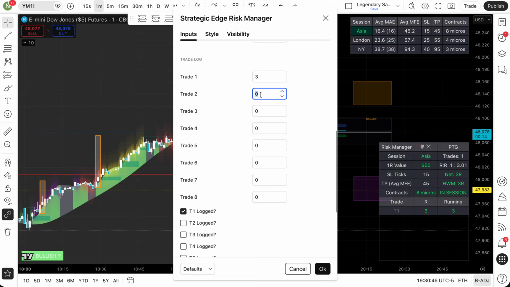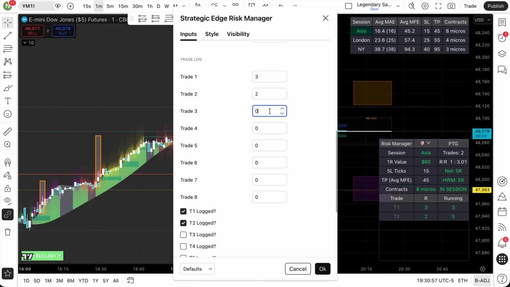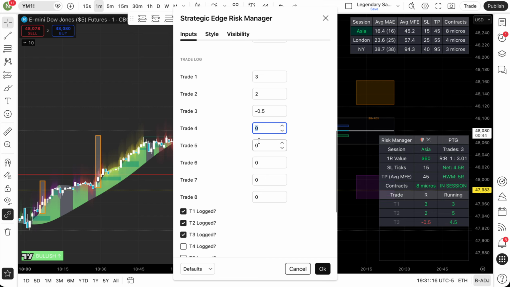Well, then guess what? My next trade is a 2R winner. Let's say I was still targeting three, but I trailed out for two. And then let's say it happens where my next one is a small loser. We were in a little bit of profit. We trailed it up and then we lost a half R. And then let's say we hit another clear dub and we bagged ourselves another 3R. Let's go ahead and log that trade.